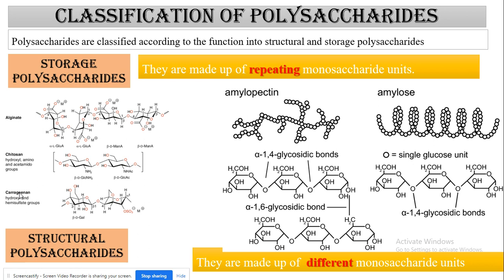Chitosan is made of glucosamine groups attached by glycosidic linkage, and this is considered structural. It is made of glucosamine and acetyl glucosamine, an alternating sequence of glucosamine and acetyl glucosamine. This chitosan always gives us the structure of the shell of insects.